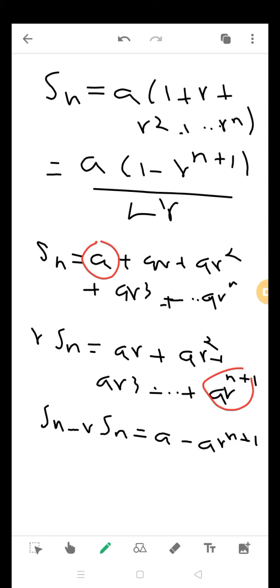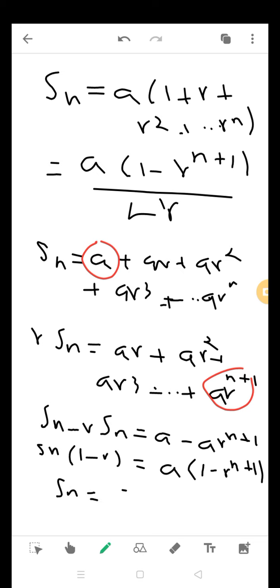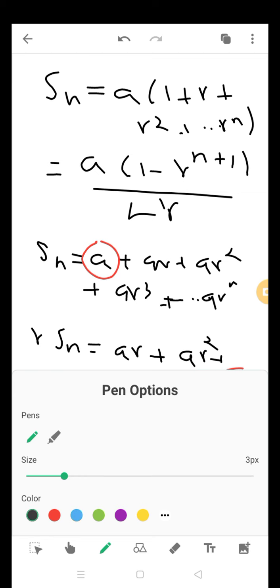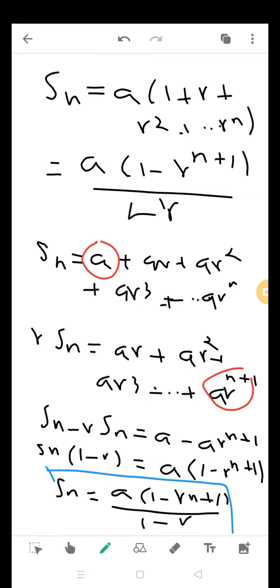So if we take Sn common here, it becomes 1 minus r, and if we take a common here, it becomes 1 minus r to the power n plus 1. Then Sn is simply equal to a times 1 minus r to the power n plus 1, divided by 1 minus r. So this is the expression that we initially started with, and this is matching with this one.